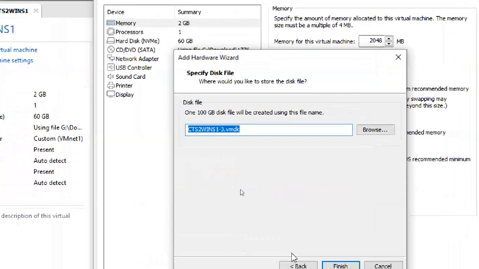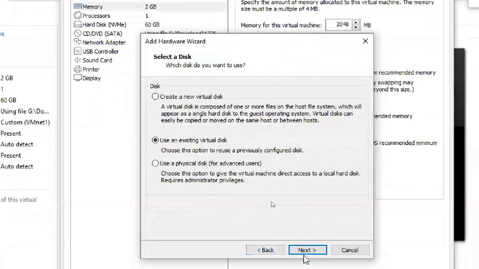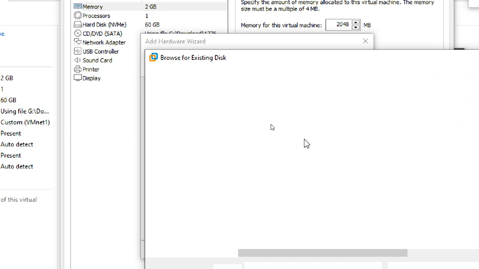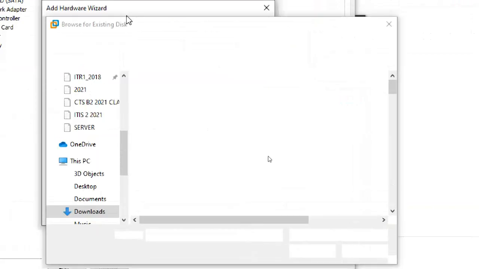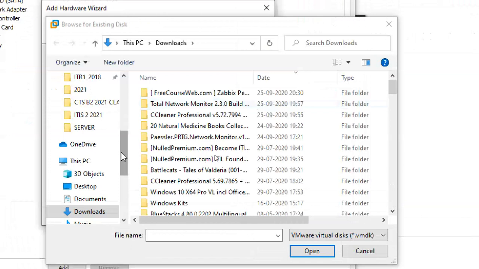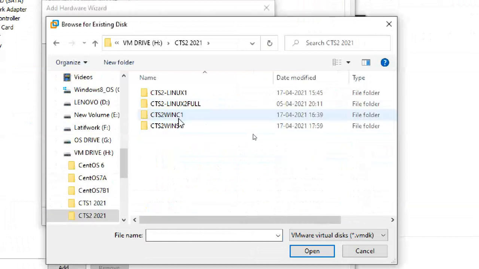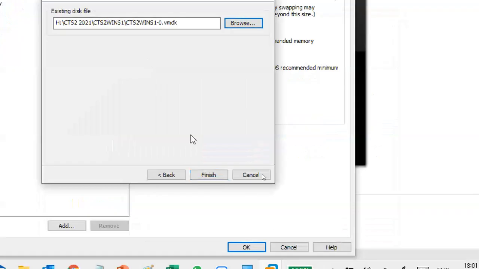It is creating a new one. So why is it creating a new one? No, no, no. Okay, use existing. So browse. I already created it, I'll use that one. The system is slow, and again this magnifier is shaking. So downloads. It's in my H drive, in my folder. This is the one.